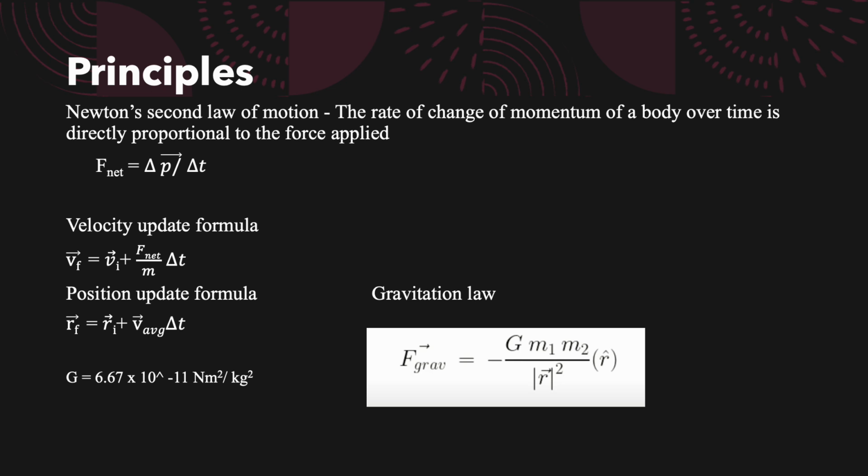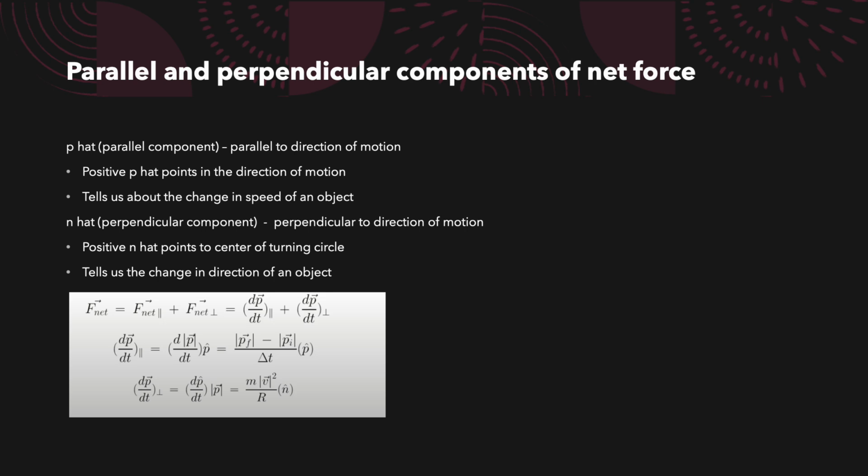And I also use the velocity and position update formulas. So here p hat is the parallel component of force, which is parallel to the direction of motion, and n hat is the perpendicular component, which is perpendicular to the direction of motion. So net force is equal to the parallel component plus the perpendicular component, and the perpendicular component is m v squared over r times n hat, and the parallel component is (p final minus p initial) over delta t times p hat.